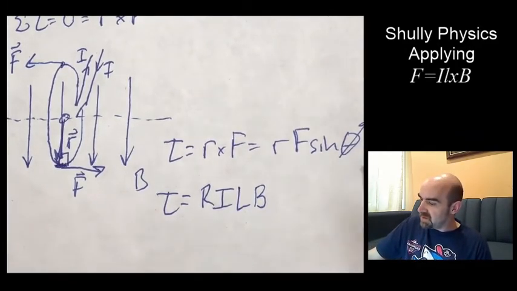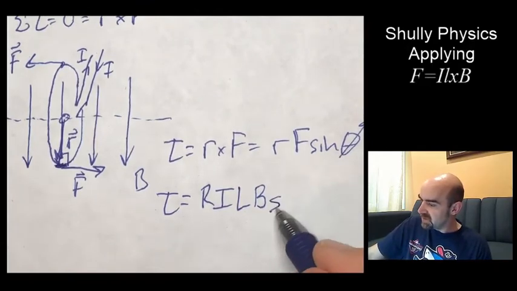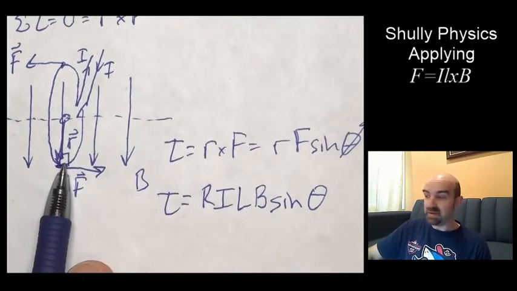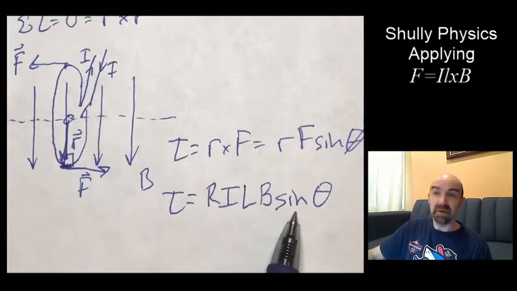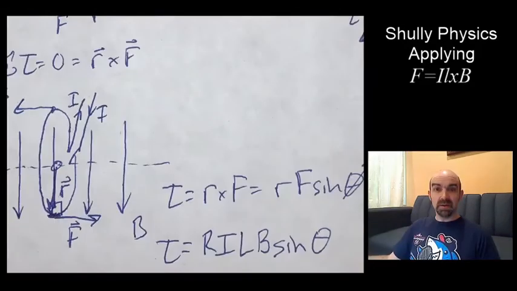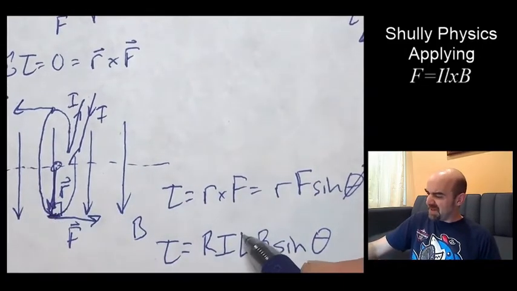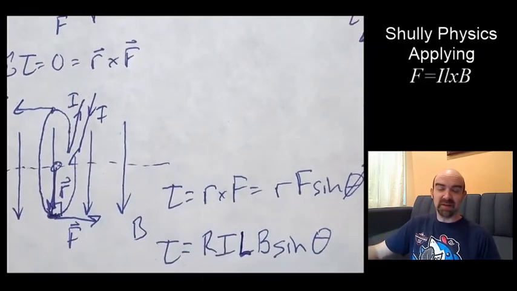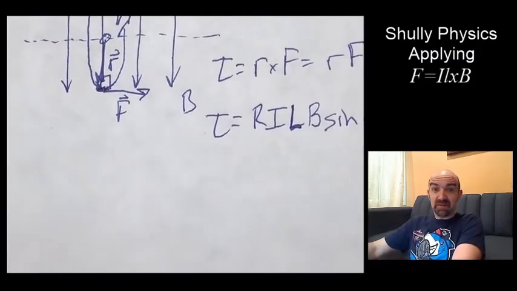Since this does relate to sine theta, when that angle is 90 degrees we're going to have a maximum. When that angle is 0, we're going to have a minimum, a 0 torque. The problem with the calculation for this circular loop is that I kind of fudged it here, saying this big L is a little segment down here. This loop is going to be a lot easier to look at if we consider it as a square loop.